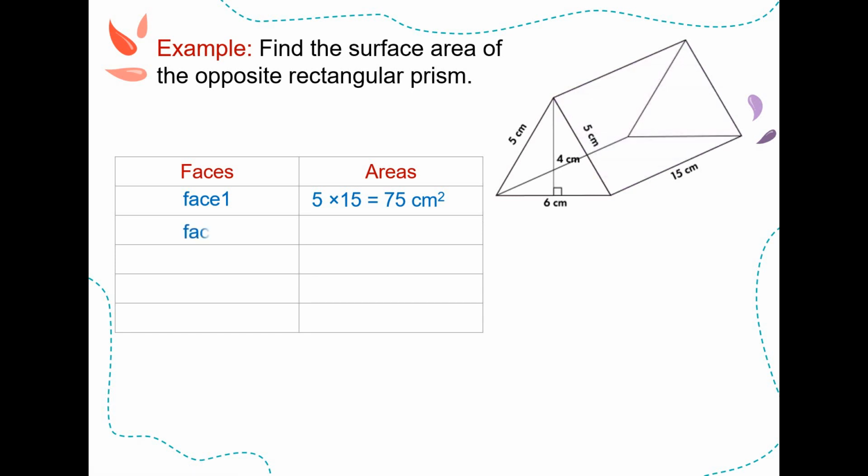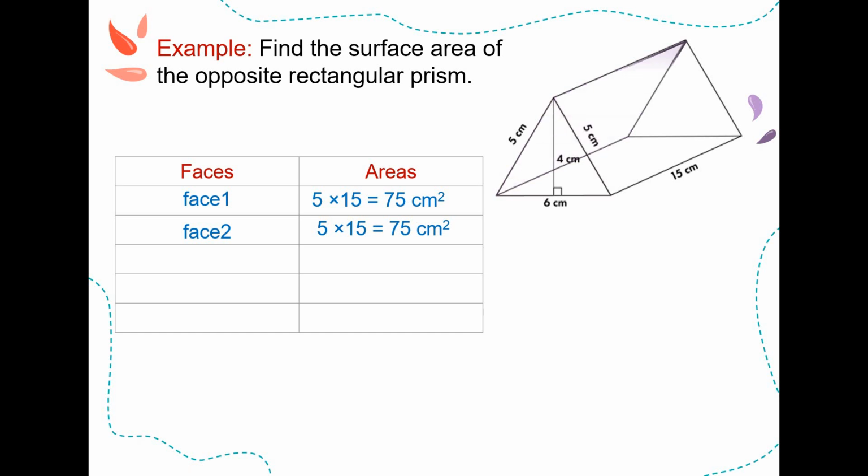Let's start with face number 2. Face number 2 will be another rectangle, length times width again. Which is the length and which is the width of this rectangle? This side is 5. What about this side? What do you think? This side will be just like this side. Yes, they are opposite. So this side equals 15. So the area of this rectangle is 5 times 15, which is 75.